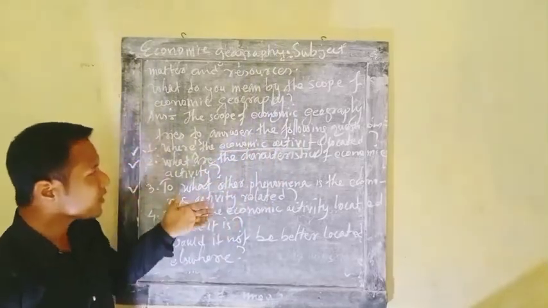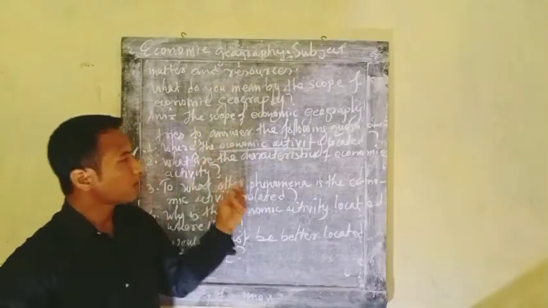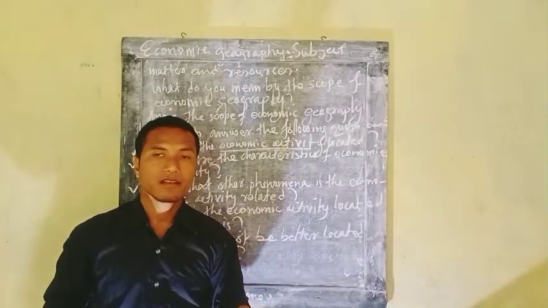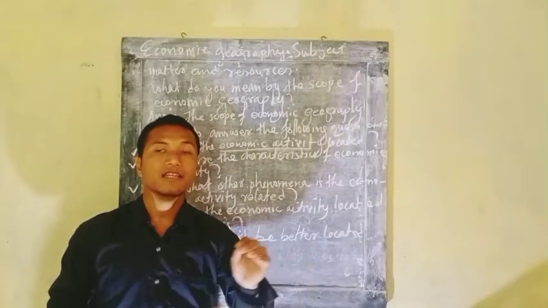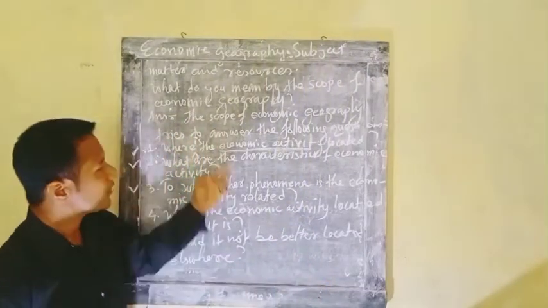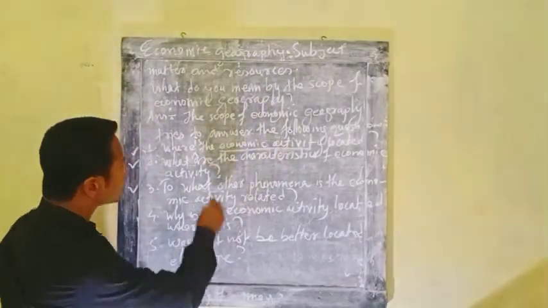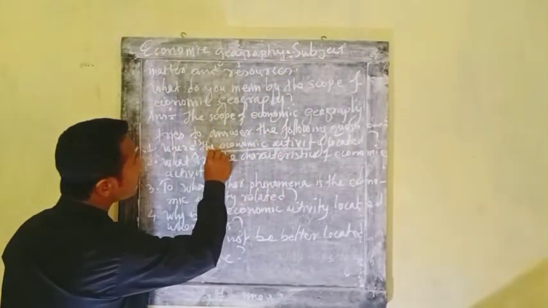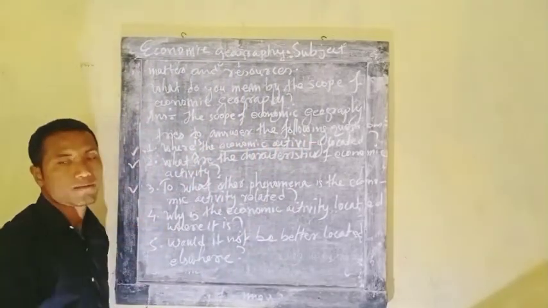Now let me give you the detailed definition, which I already gave you yesterday. The work of a man through which he or she earns income or livelihood is known as the economic activity of man. Now, here is the question: where is the economic activity located?